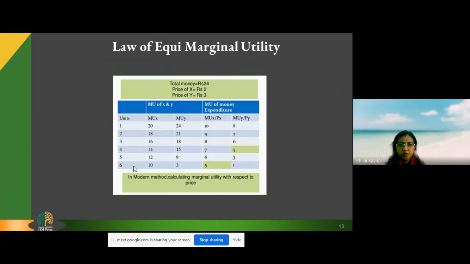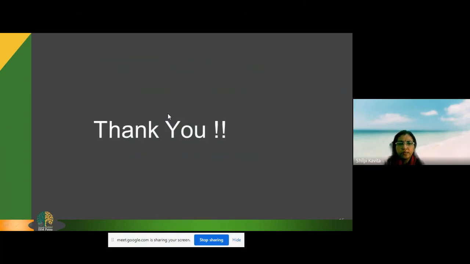MUX upon PX is equal to MUY upon PY condition is also being fulfilled, because when the consumer consumes 4 units of Y, that means 4 3s are 12, and when he consumes 6 units of X, 6 2s are 12. 12 plus 12 is equal to 24. So the whole income is also being spent, and this will be the place where the consumer is getting the maximum satisfaction. So this is all about the traditional statement and the modern statement.